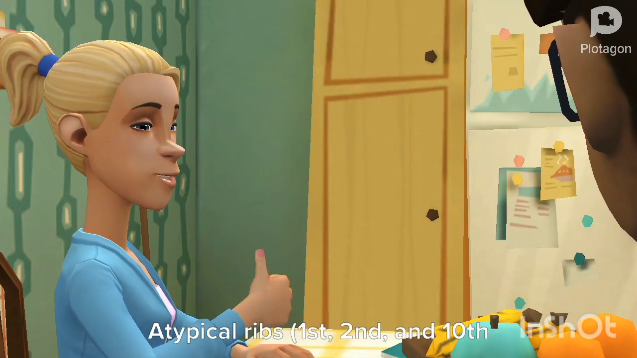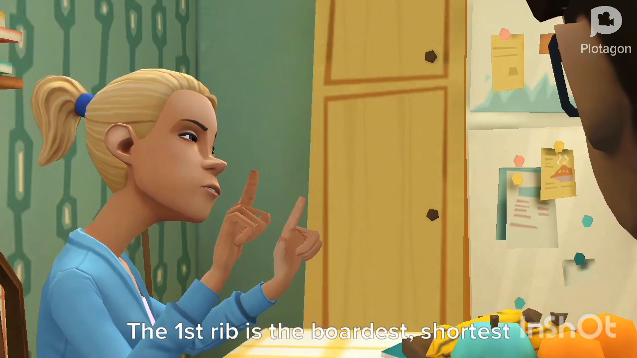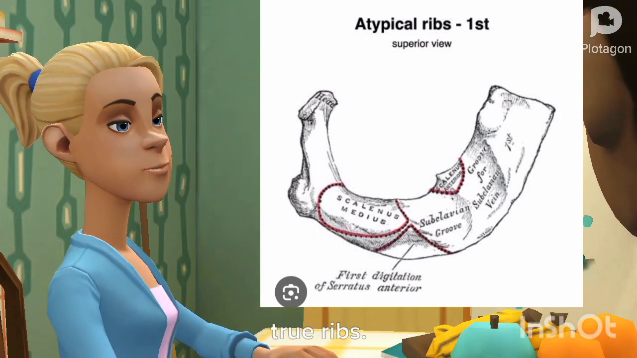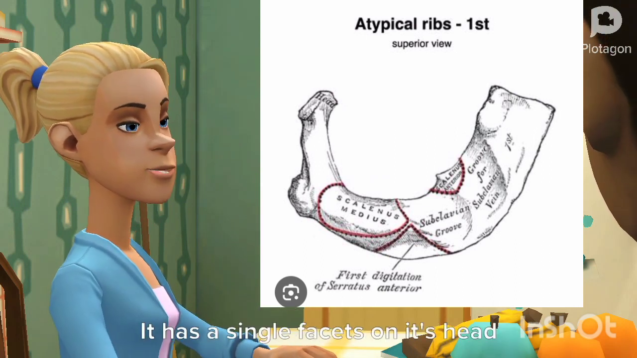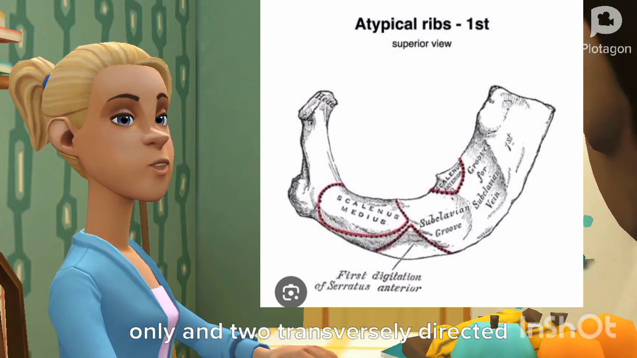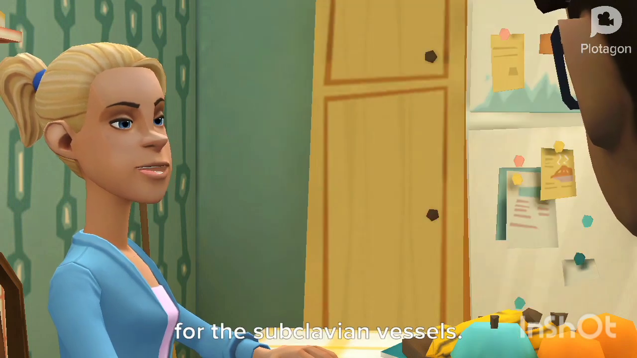Atypical ribs: 1st, 2nd, and 10th to 12th. The first rib is the broadest, shortest and most sharply curved of the 7 true ribs. It has a single facet on its head for articulation with the T1 vertebra only and 2 transversely directed grooves crossing its superior surface for the subclavian vessels.